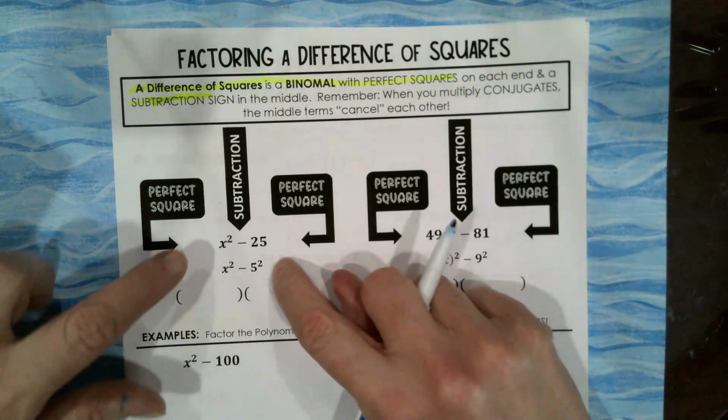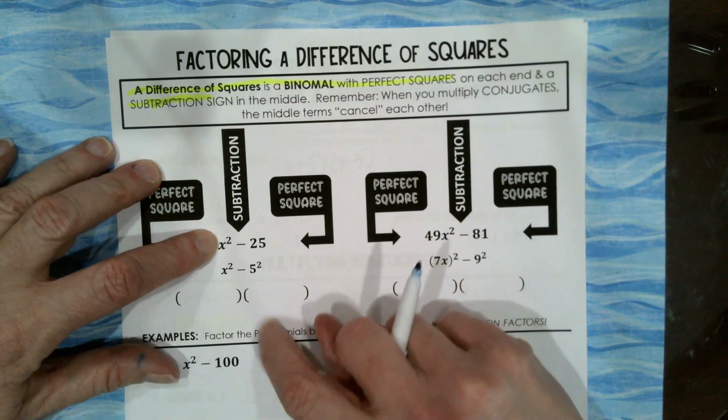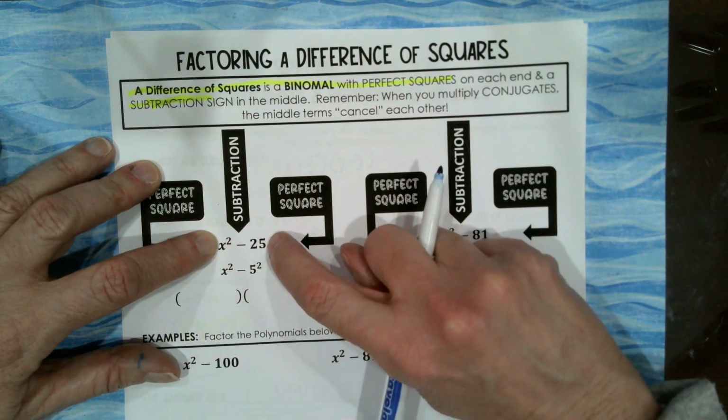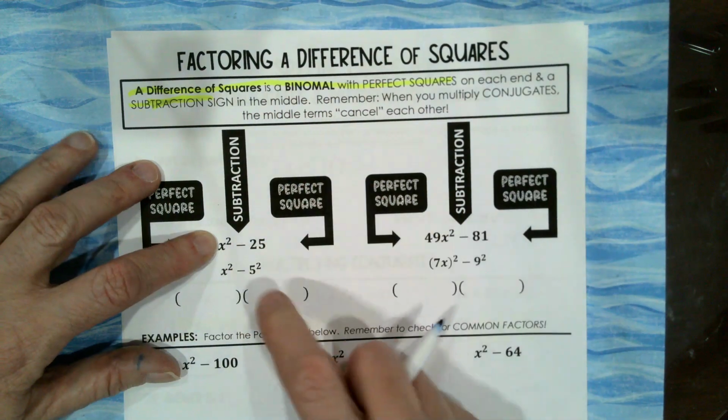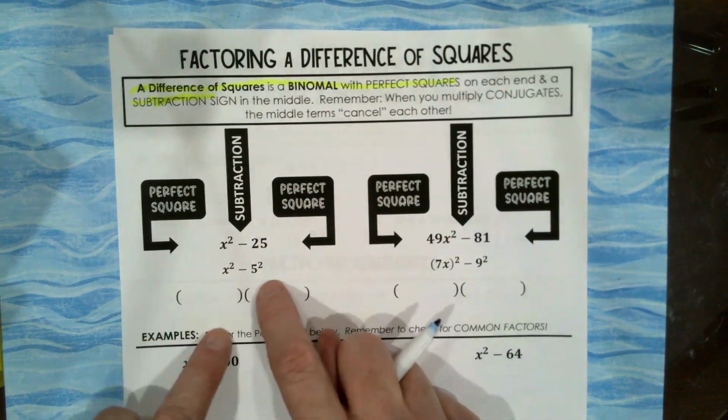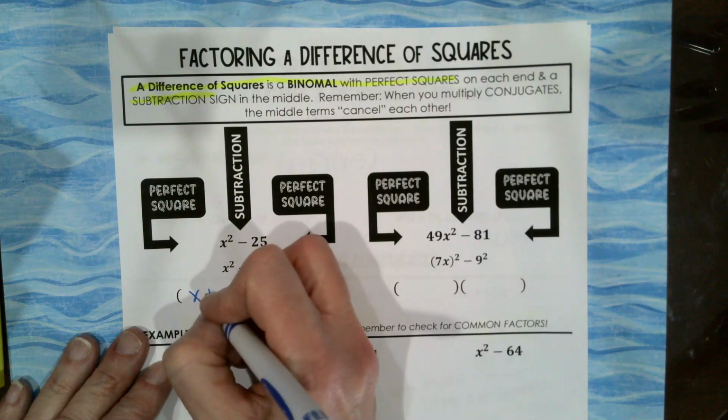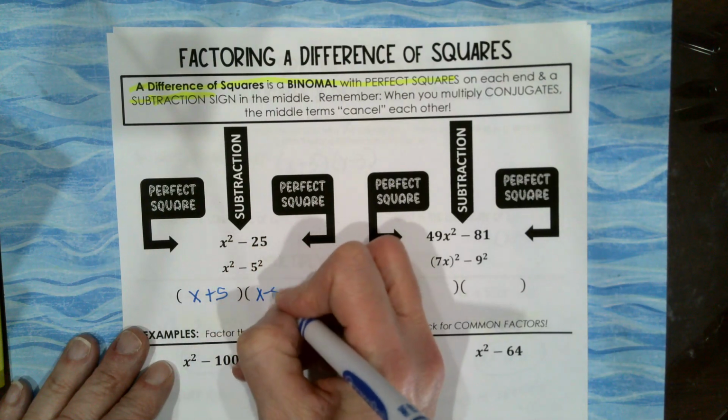So what I want to think about is, what's the square root of the first piece? What's the square root of the second piece? Because remember, this is 5 squared. So x squared minus 25 very quickly factors into x plus 5 and x minus 5.